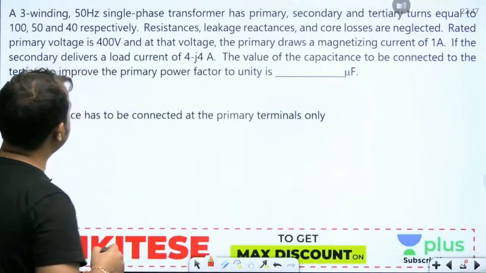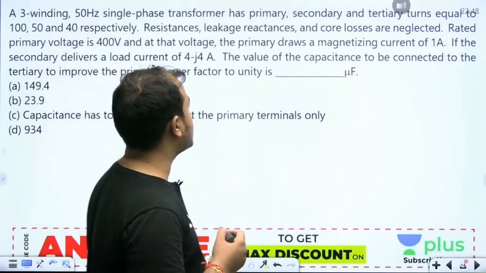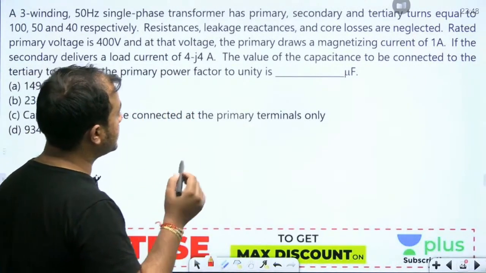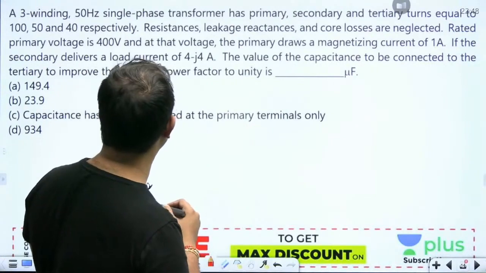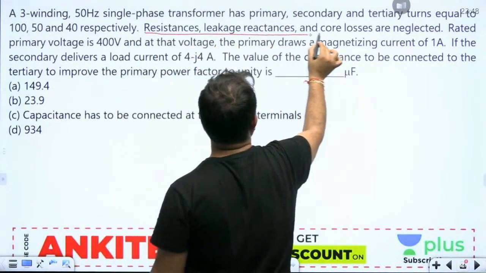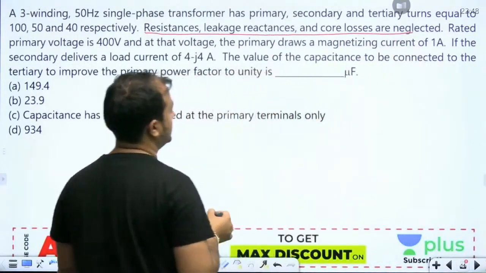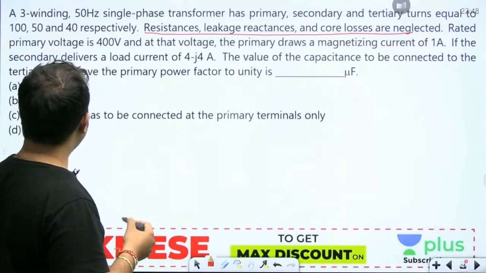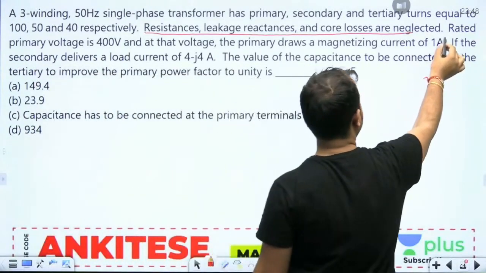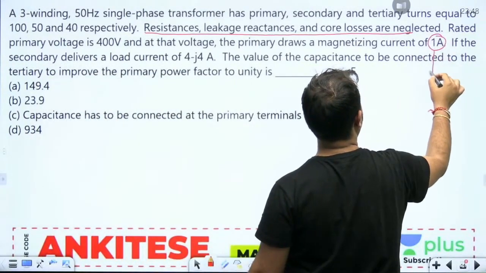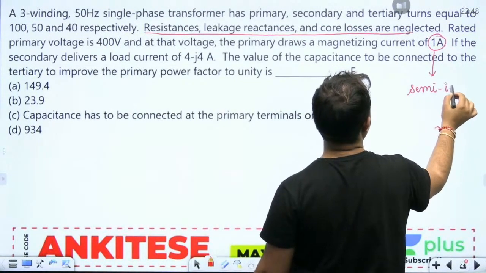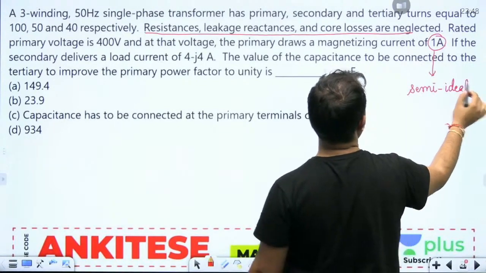So what it is saying: a 3-winding 50 Hz single phase transformer has primary, secondary and tertiary turns. Resistance, leakage reactance, core loss is ignored. That means if all three are ignored, it is an ideal transformer. Rated primary voltage is given, but magnetizing current is given. That is, it is not completely ideal. I can say semi-ideal.